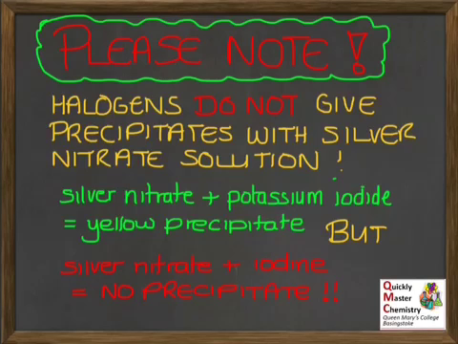So silver nitrate and iodine, no precipitate. And the same applies for the other halogens. Silver nitrate and chlorine, no precipitate. Silver nitrate and bromine, no precipitate. So make sure you've got that firmly in your mind.